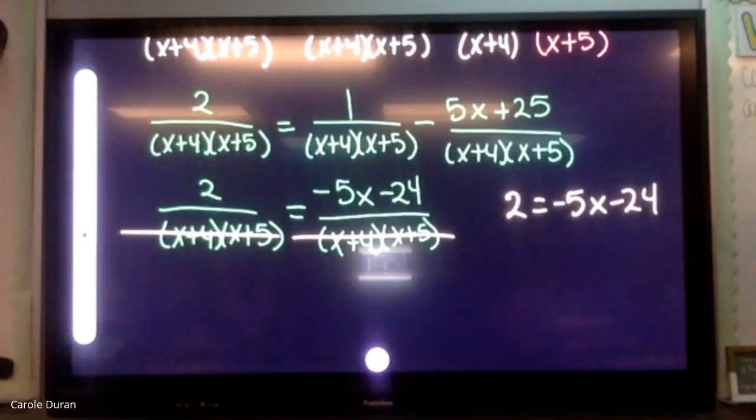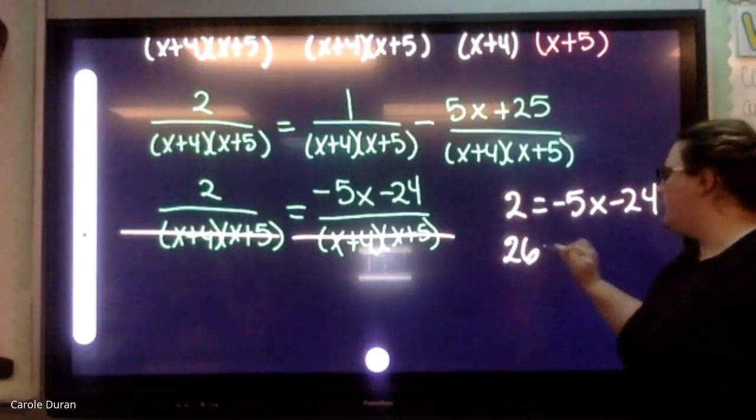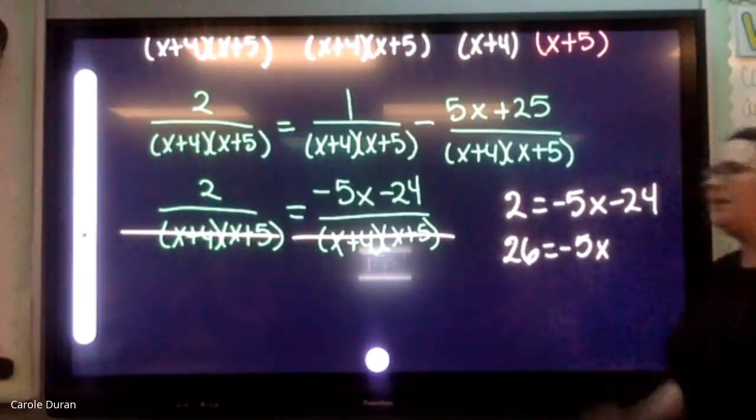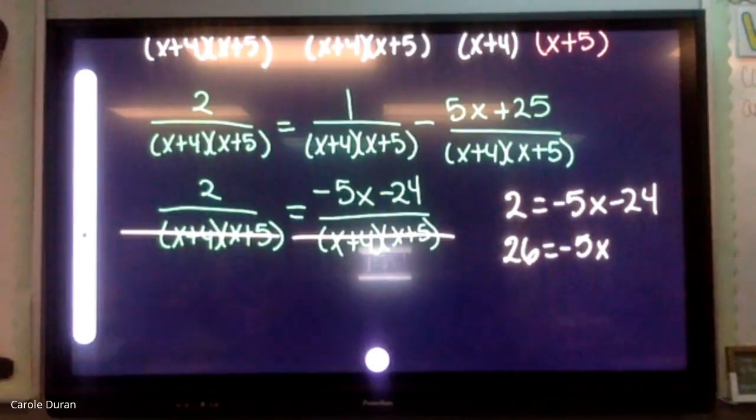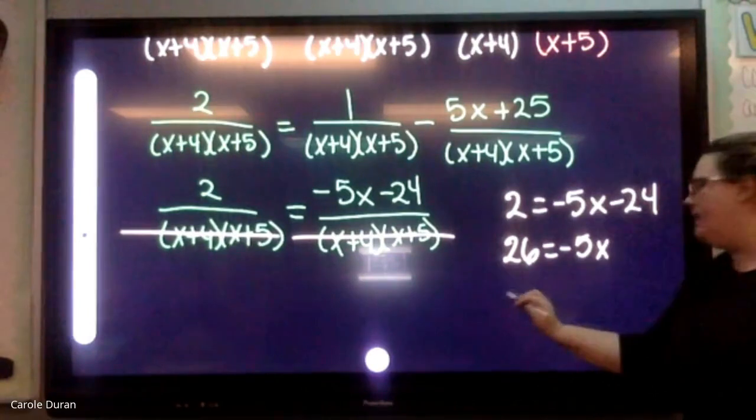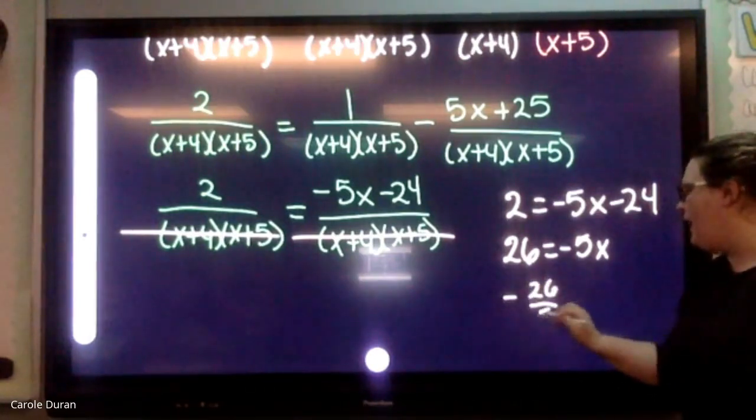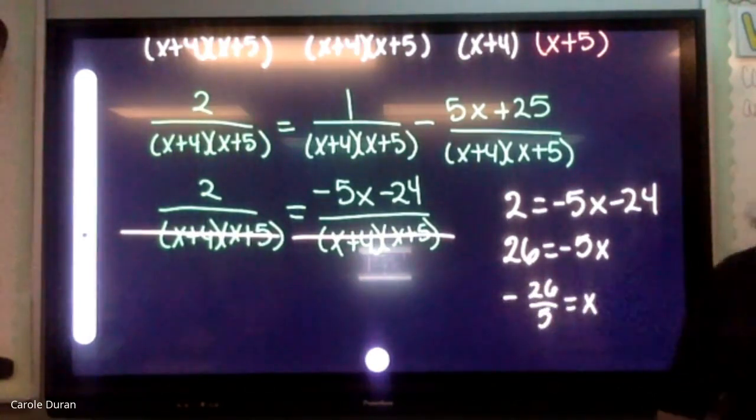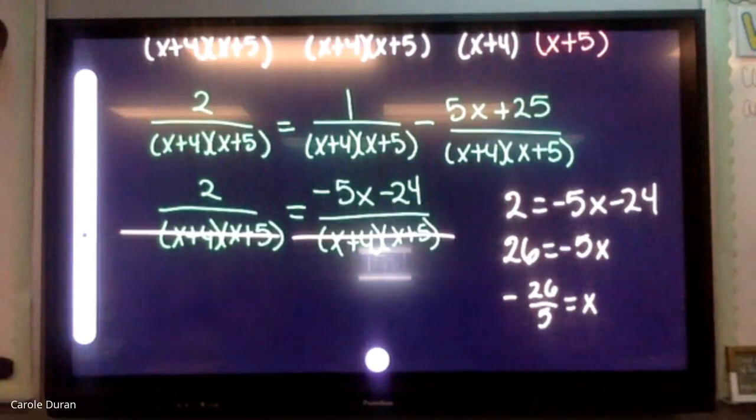What do I need to do next? When I do, I get 26 equals negative 5x. And then what? Divide by negative 5. So I get negative 26 over 5. That does not reduce, but that is what my x is equal to.